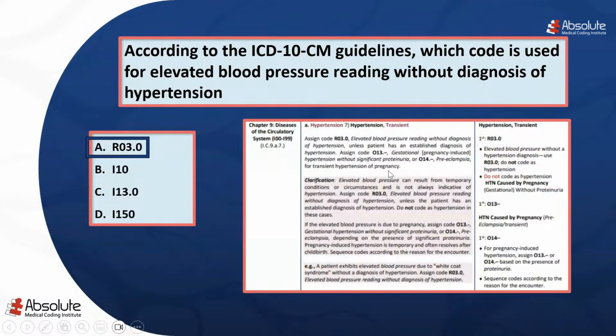According to ICD-10-CM guidelines, which code is used for elevated blood pressure reading without diagnosis of hypertension? I don't know why this is on here.